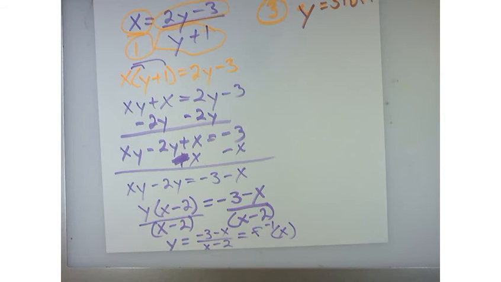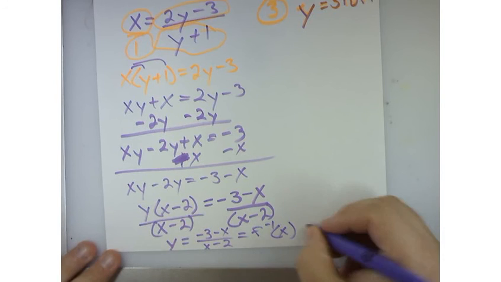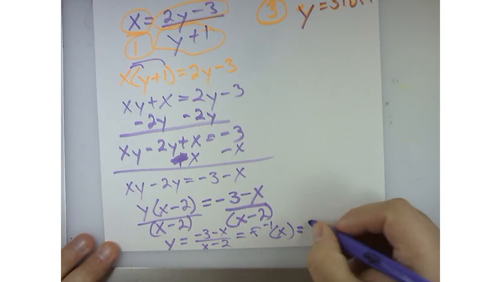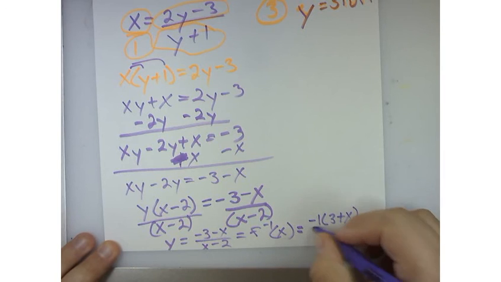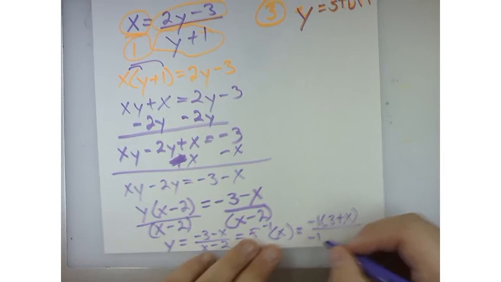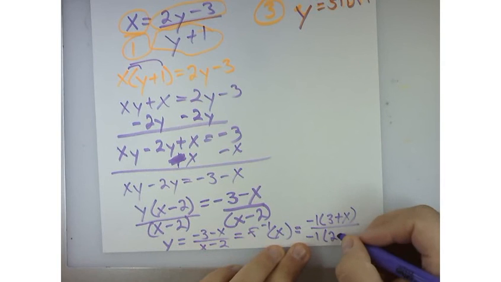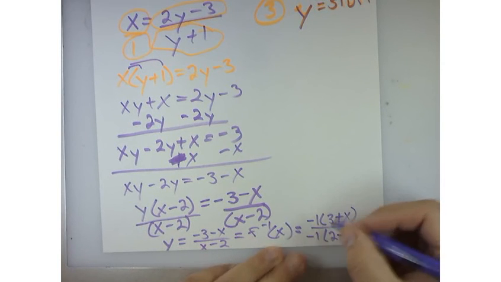Yeah, in the back of the book it'll be written a little differently, but it's the same thing, it's equivalent. In the back of the book what they did is they factored out a negative 1 in the top, so it was like negative 1 times 3 plus x, and then if you factored out a negative 1 on the bottom you would get 2 minus x, and so that's the answer they had in the back of the book.